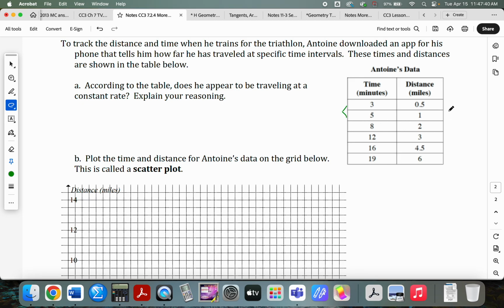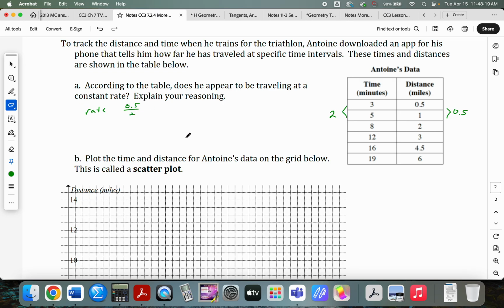So let's look at this. From 3 to 5, how much time had elapsed? 2 minutes. How much distance had he gone? 0.5. So what is his rate? 2 minutes equals 0.5 miles. That's not a rate. I don't want an equation. The rate is the slope. So it's 0.5 over 2.